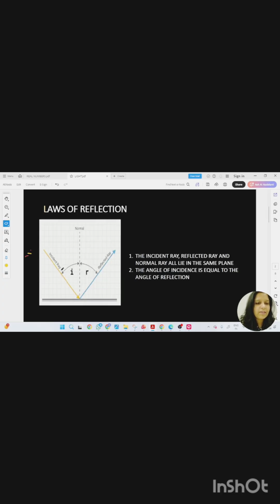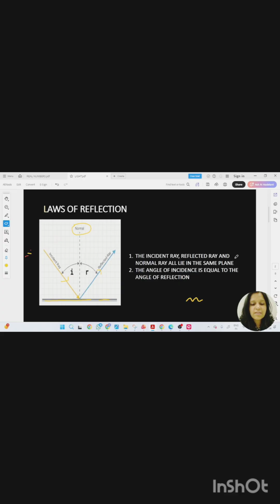In this diagram, you can see that a ray is incident on this surface. This surface is a plain, smooth, and shiny surface. And when this light is incident on it, it bounces back, and that ray is known as the reflected ray. Now, these two rays make an angle of incidence and an angle of reflection with a hypothetical ray, which we call the normal ray. Now, there are certain laws of reflection which remain the same whether the surface is smooth or rough. Even if the surface is rough, these laws will be applicable in a similar manner.